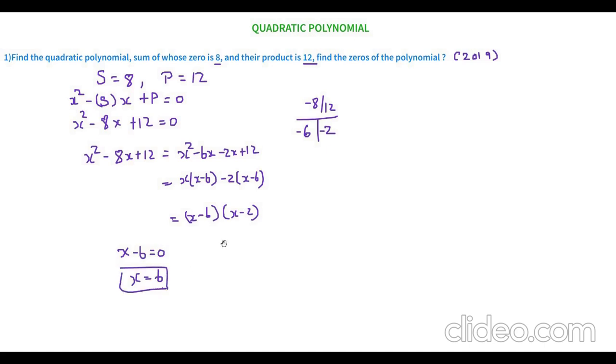We have one value of the zeros. Then if x minus 2 equals 0, we have x equal to 2, our other value. So 6 and 2 are the zeros of this polynomial. Isn't it easy? First we write it in the standard form, then factorize it, and then find the value of x. Now let's see the second example for today.